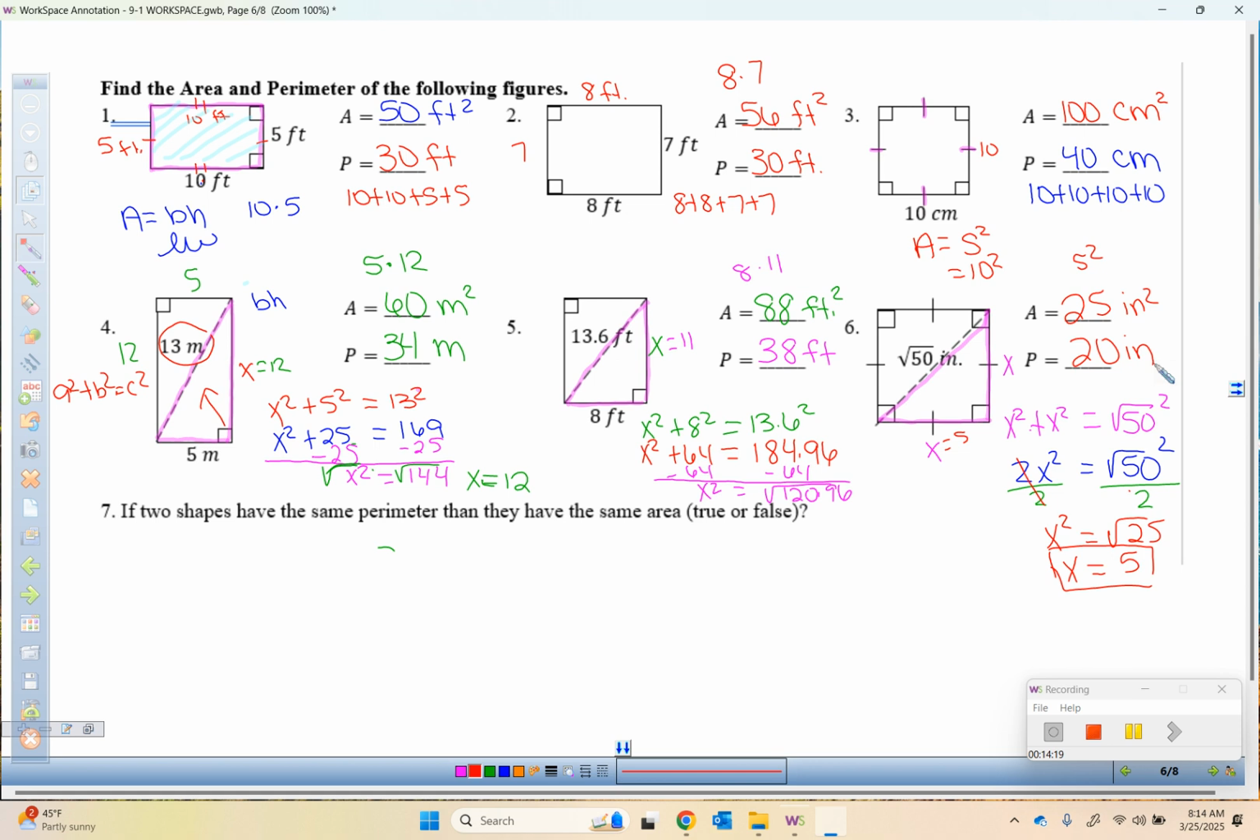All right, sweet. Okay, number 7. If 2 shapes have the same perimeter, then they have the same area, true or false. So if you have 2 shapes and they both have the same perimeter, do they automatically have the same area? No, not necessarily. That is not always the case, so that's a big fat no. Okay, moving on.